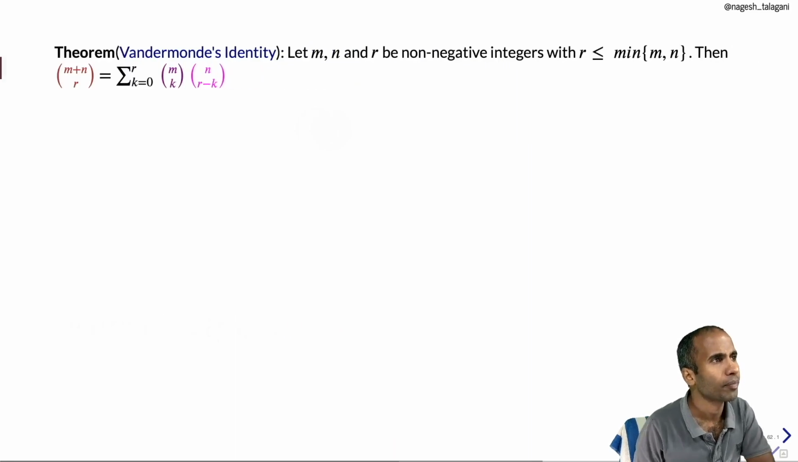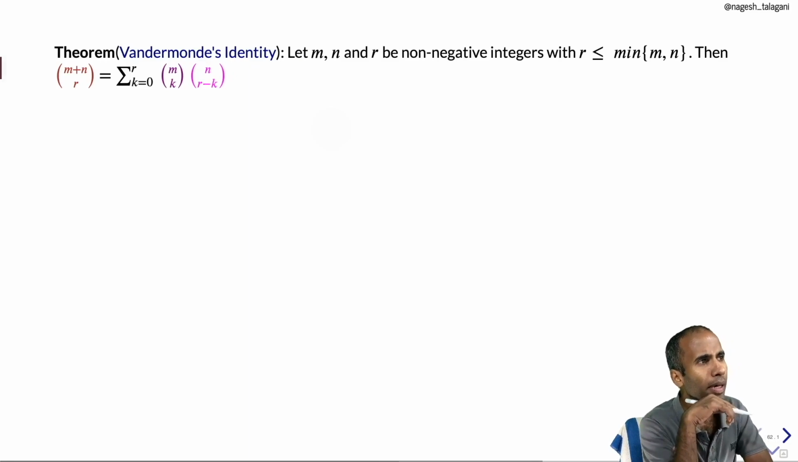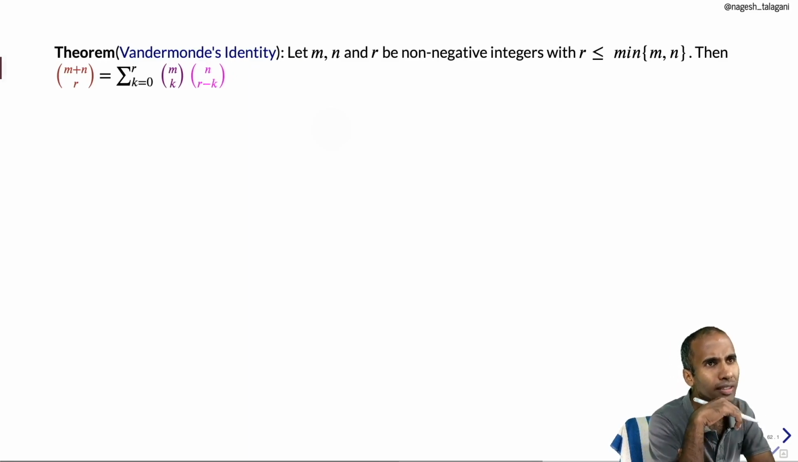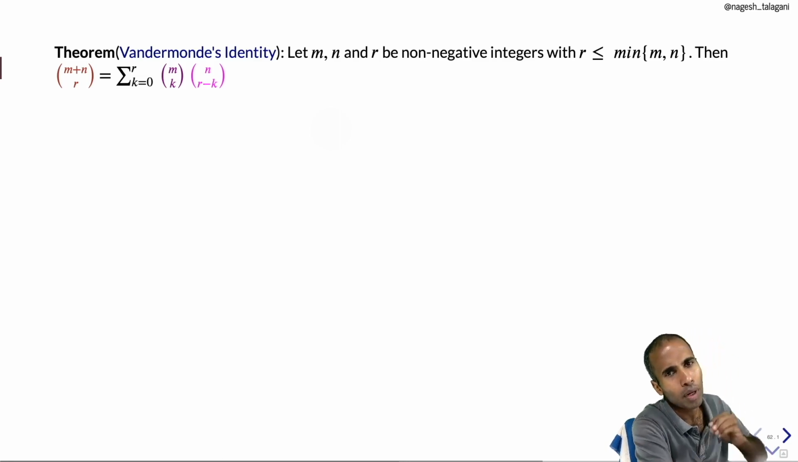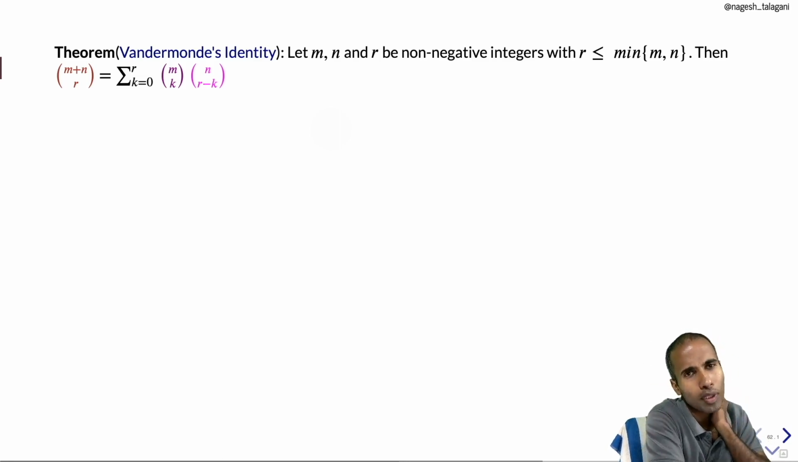Vandermonde's identity. Let m, n and r be non-negative integers with r less than or equal to the minimum of m, n. Then m plus n choose r equals the summation k equal 0 to r of m choose k into n choose r minus k. This is a true identity and we want to come up with a combinatorial proof. Let us say we have a class with m boys and n girls and we want to select a group of r students. How many groups are possible? m plus n choose r, right?